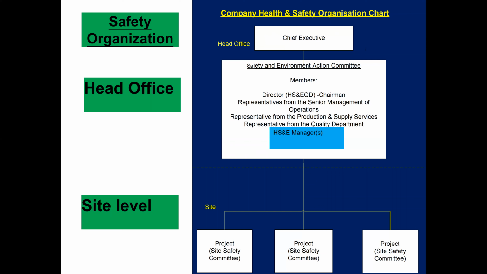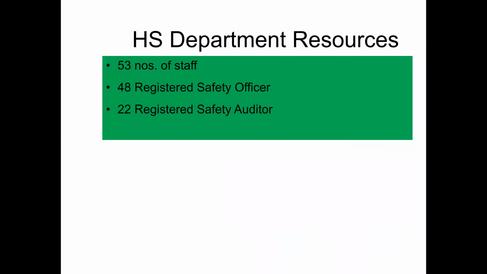So this is a good learning for us, that we should also have a safety and environment committee at the headquarter level, and then on each project level there should be a safety manager. Within Gammon Construction Limited, they say they have 53 staff and 48 registered safety officers in the company, and 22 registered safety auditors who can audit their safety management systems.